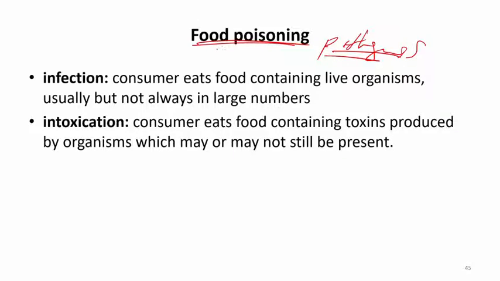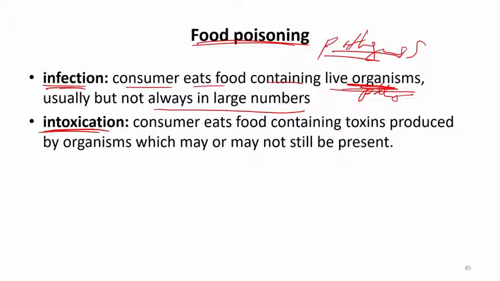is called food poisoning. And there are two types of food poisoning: infection and intoxication. Try to distinguish between the two terms: infection, intoxication. Infection is what? When we consume, or eat, food containing live pathogens. Okay. When the pathogens are still alive in the food, not necessarily in large numbers, when we eat them, they will grow in our digestive system and then they will make us sick.